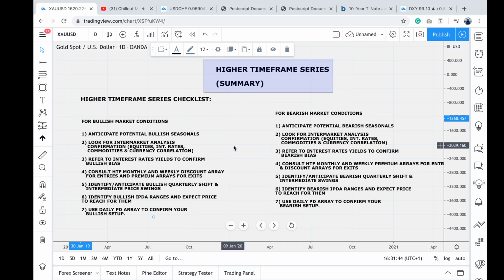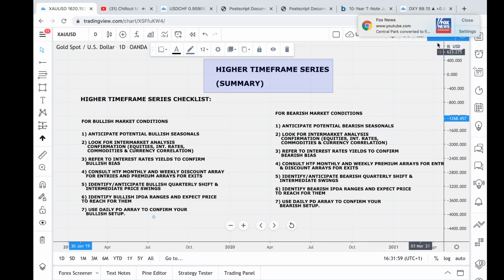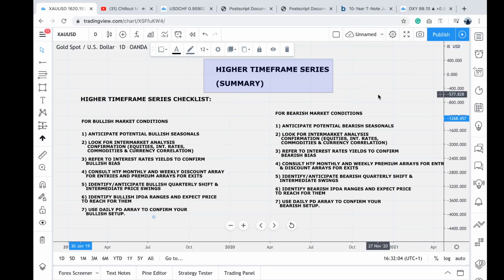So number 3, you want to refer to the interest rates to confirm your bearish bias. For example, if you're looking at the DXY for bearishness, then you want to see the treasuries rally. You want to see the treasuries making higher moves. You want to see open interest dropping rapidly by 15 or 20%, indicating that the central banks are floating massive shorts to accumulate long positions on the bond prices, which is treasuries. That is going to indicate bearish prices on yields and bearish prices on currencies.